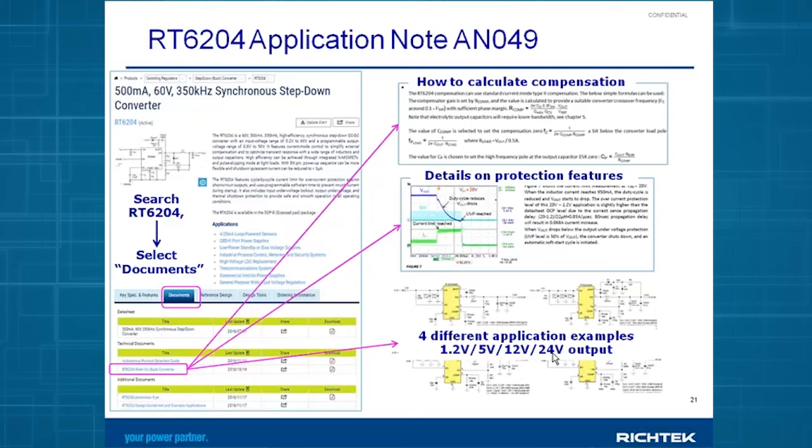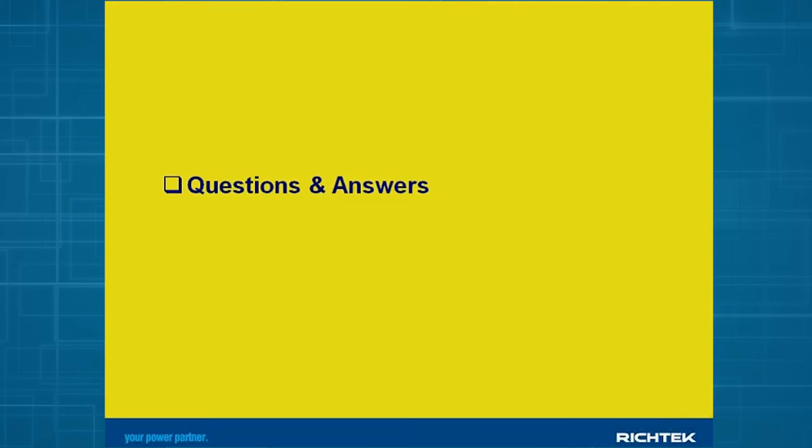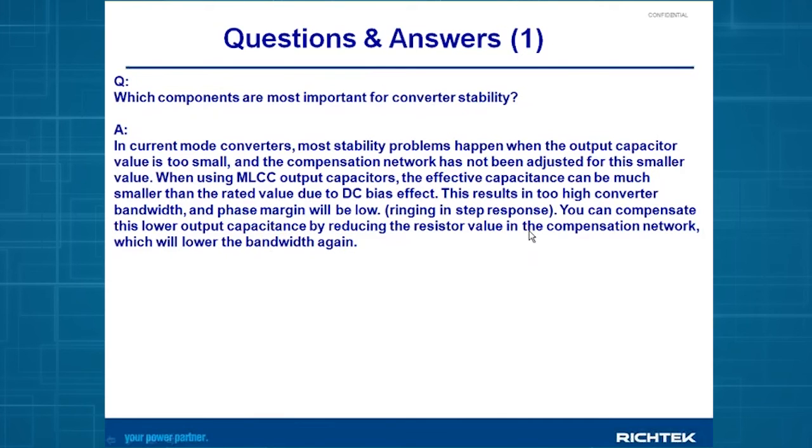So I think we have covered basically all the topics of the presentation. I will now go to the question and answer section, where I will first give you 4 different questions, which probably are something that you might have wondered of yourself. So the first question here: which components are most important for converter stability?